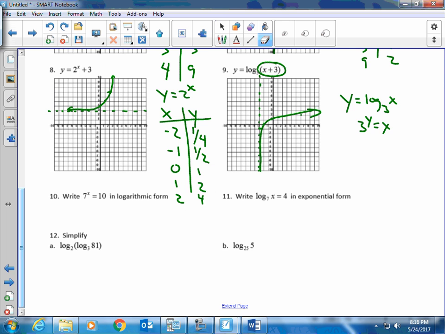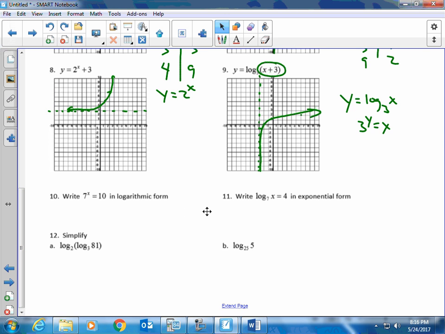Write in logarithmic form. So we kind of just did something like that up here. We did question 11 on question 9 and question 8. So let's do that one first. Write in exponential form: my base and my exponent. So I write that as 7 to the 4th equals x. My base, my exponent.